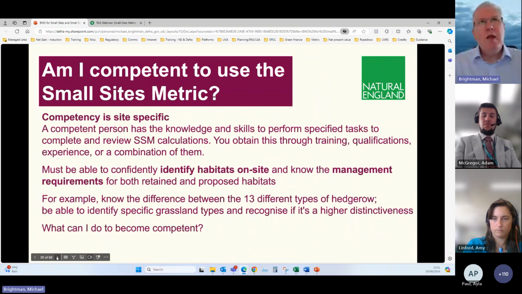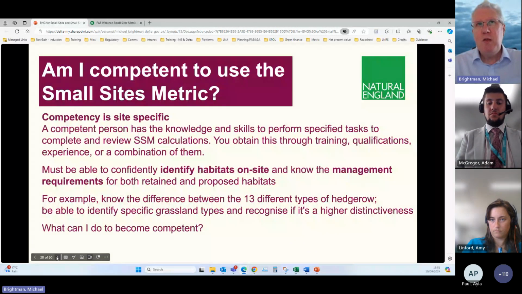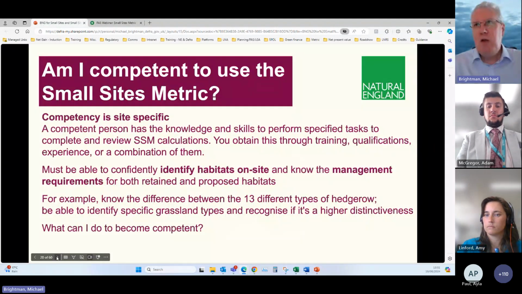So you might ask the question, am I competent to use the small sites metric? Or where you've received a planning application, has it been completed by someone that you deem to be competent? Now, competency for the small sites metric is site specific. To be competent, they must have the knowledge and skills to perform the tasks that we set out on the previous slide and to complete and review small sites metric calculations. They can do that through training, qualifications, experience, or a combination of those.